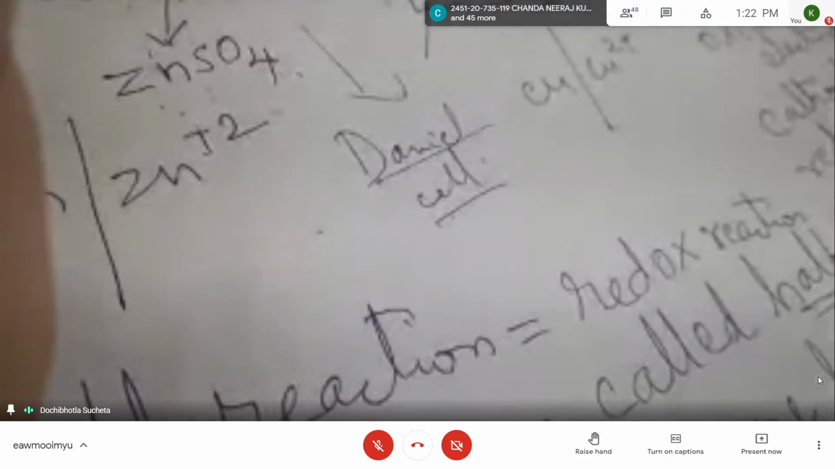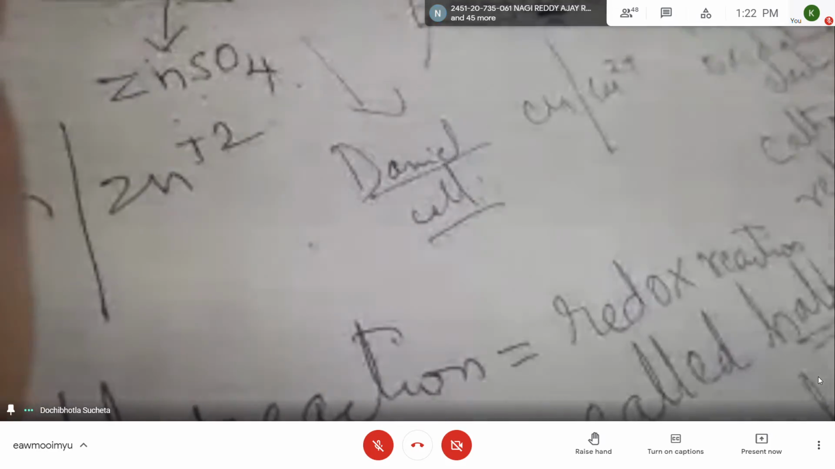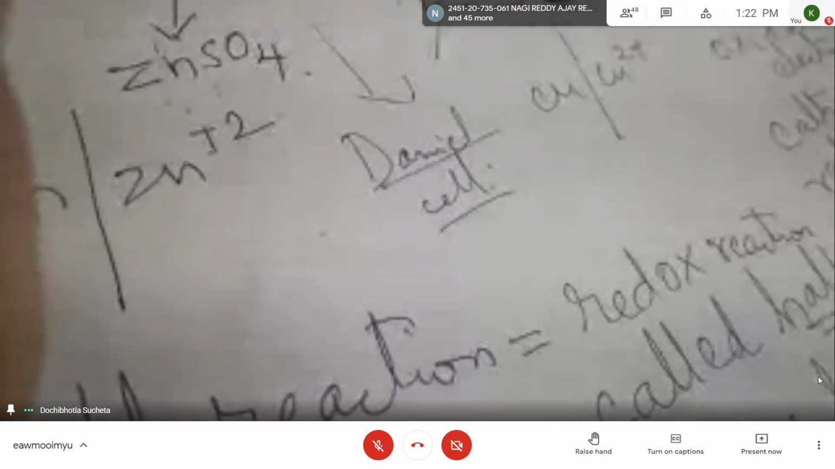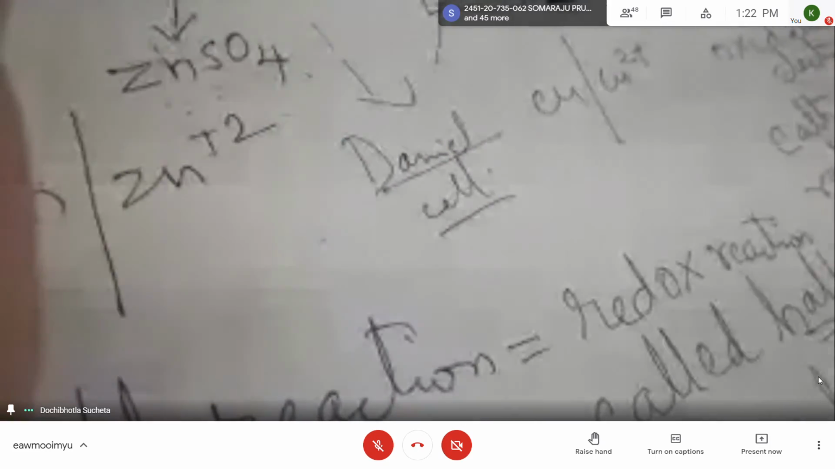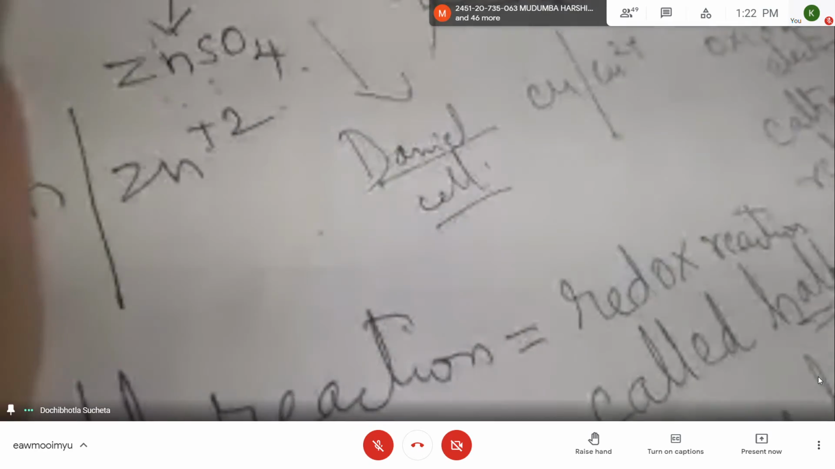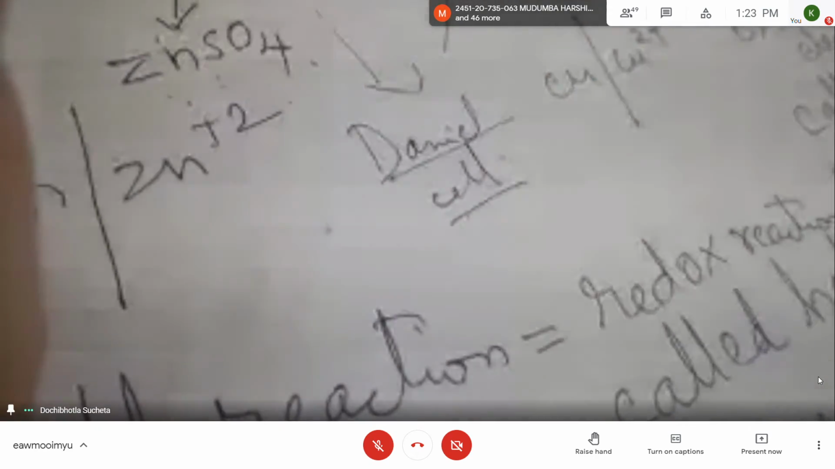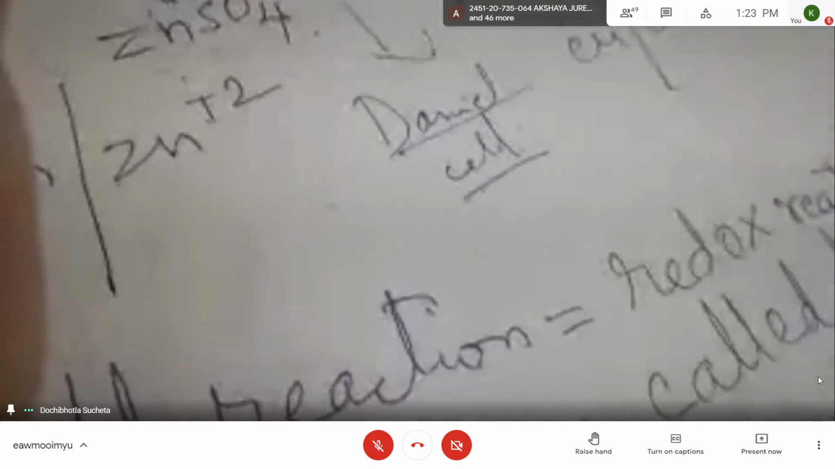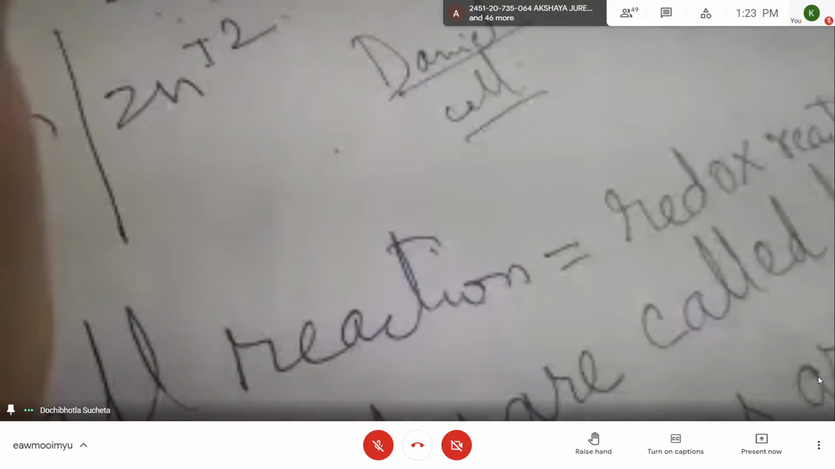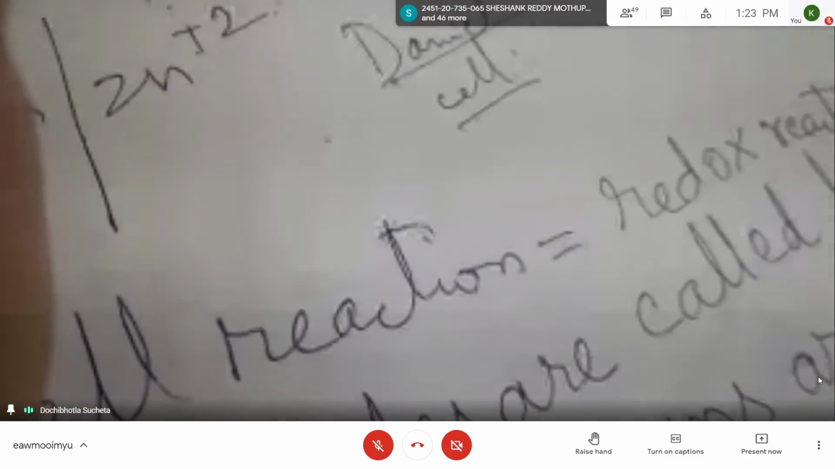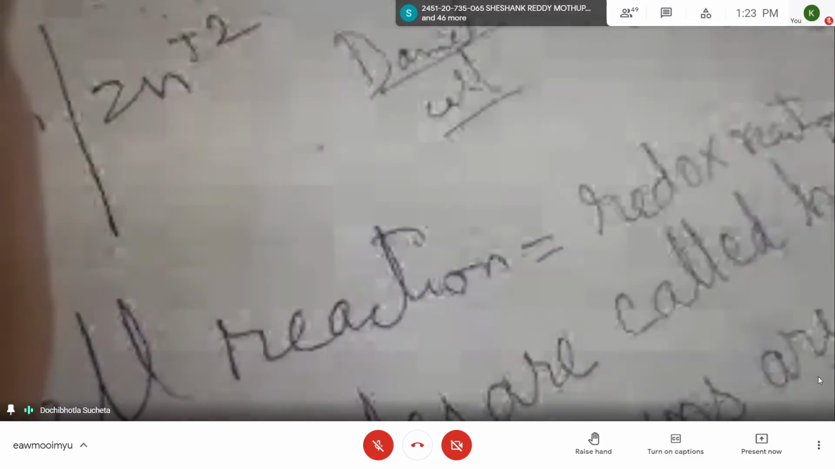You have already studied all these things, but this is a staunch recapitulation, I would say. Oxidation will happen. Okay. Ma'am, zinc is anode. Which one gets reduced? Silver.